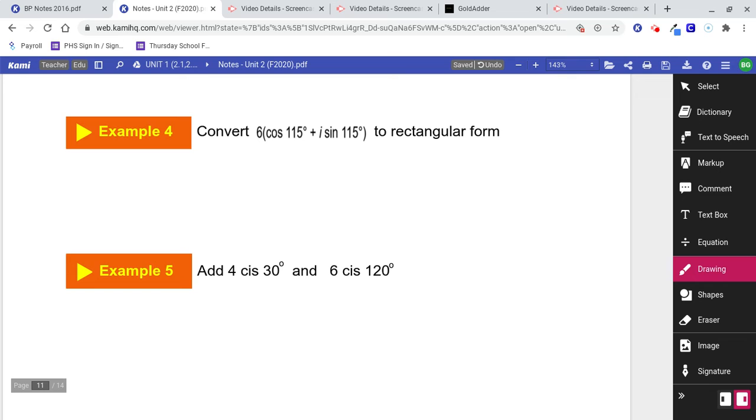Four and 5, I'm going to change the problems a little bit. I don't like that angle of 115, so I'm going to change the angle to 120, basically. So change this to 120, and this would have to match, so 120. If you want to write the whole thing, 6 cosine 120 plus i sine 120.